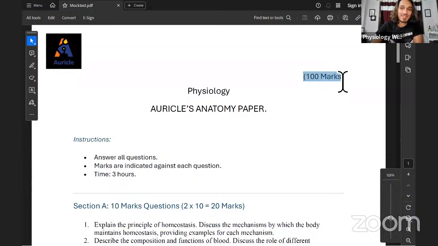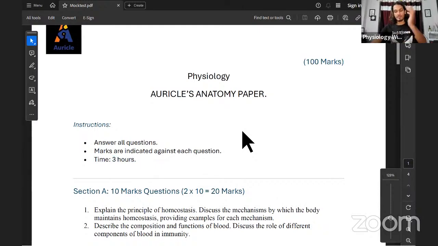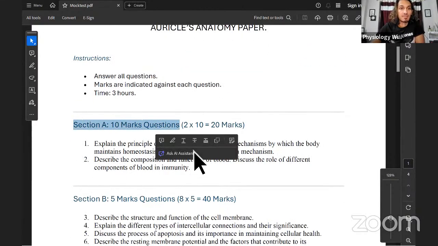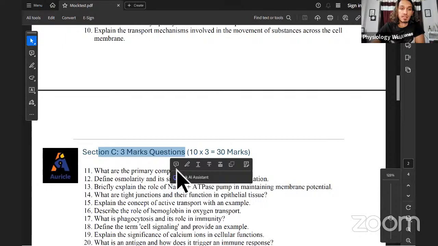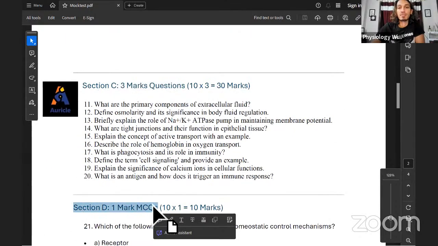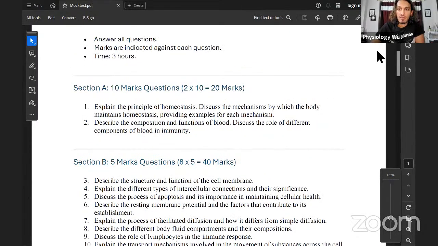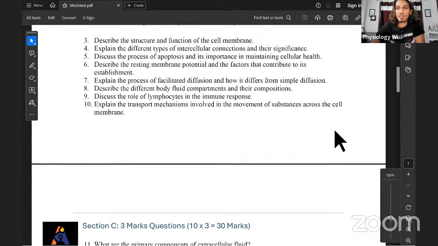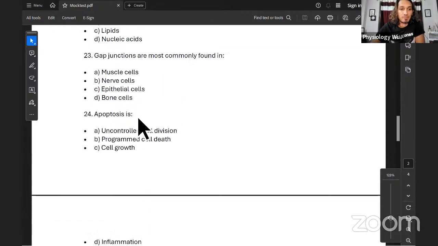Now it's out of 100 marks and you'll have 3 hours for it. So some of the basic things I want you to go through before writing an exam is to understand how to spend your time writing the paper. So here you have section A with 10 marks, section B with 5 marks, section C with 3 marks, and then we have your section D with MCQs. So it's always better to start with your MCQs first. Don't dwell too much time on it though. Maximum 10 minutes, 1 minute per each question.